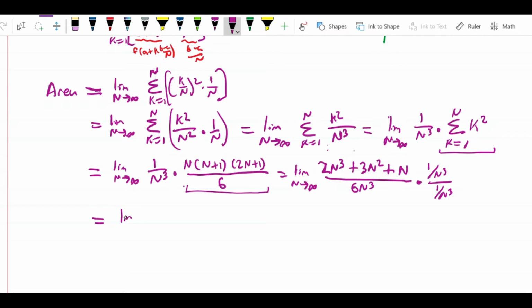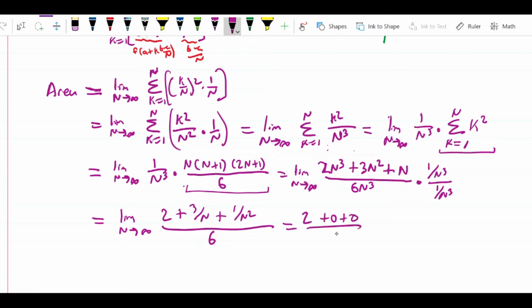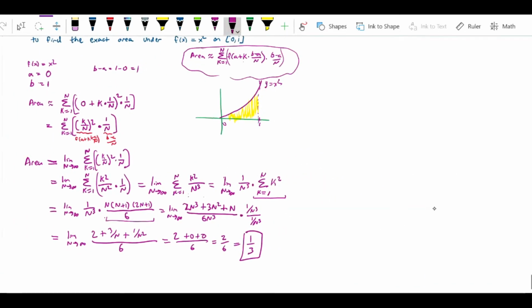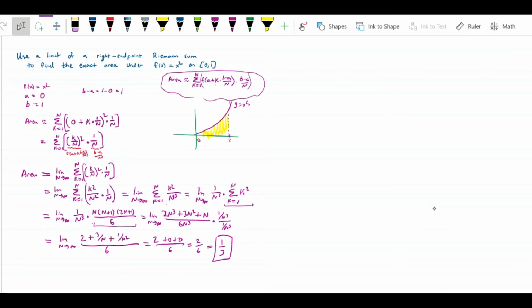That gives me the limit as n approaches infinity of 2 plus 3n squared over n cubed, which is 3 over n, plus n over n cubed, which is 1 over n squared, and then on the bottom we have a 6. So substituting in, we get 2 plus 0 plus 0 over 6, which is just 2 over 6, or 1/3. So that's the exact area. That's the exact area under the curve.